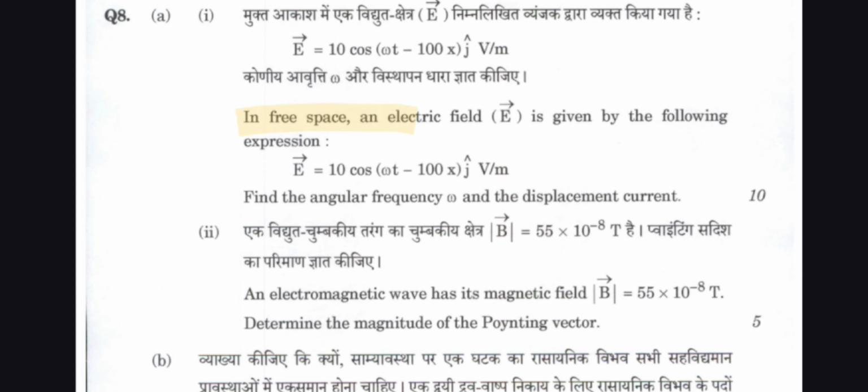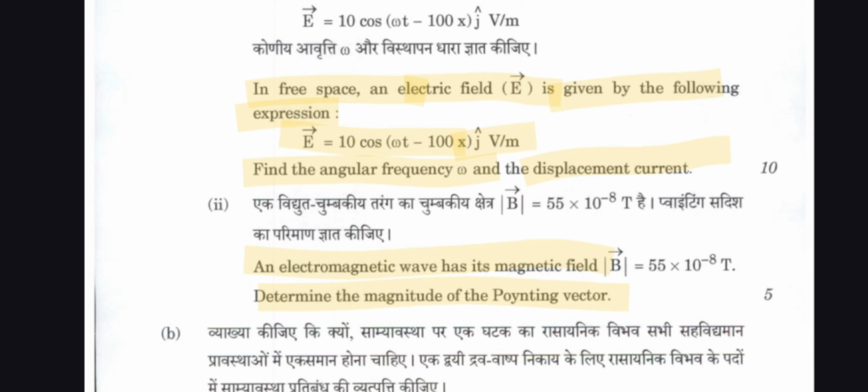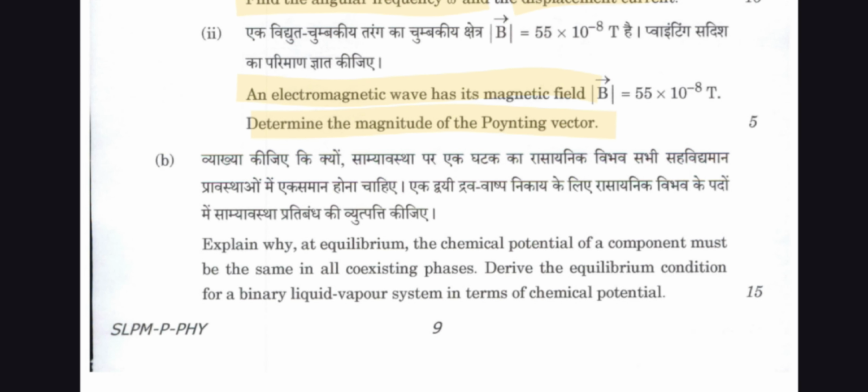Question number 8. In free space, an electric field E is given by the following expression: E equals 10 cos(omega t minus 100 x) j V/m. Find the angular frequency and the displacement current. Question number 8b means A2. An electromagnetic wave has a magnetic field B of 5 into 10 to the power 8 Tesla. Determine the magnitude of the Poynting vector. Poynting vector.